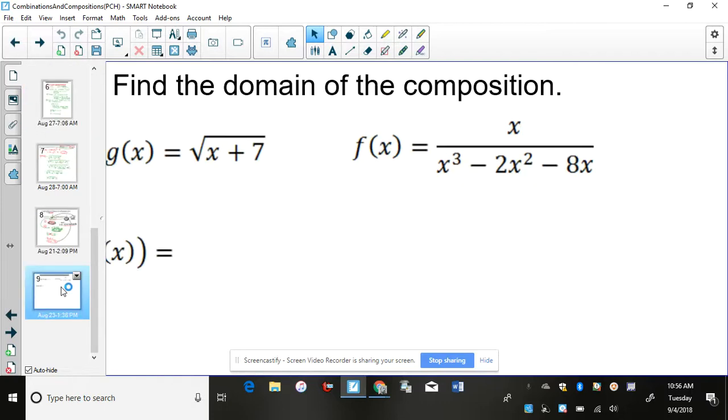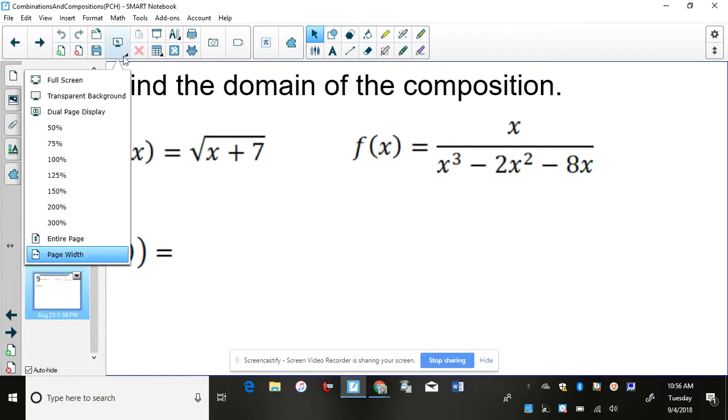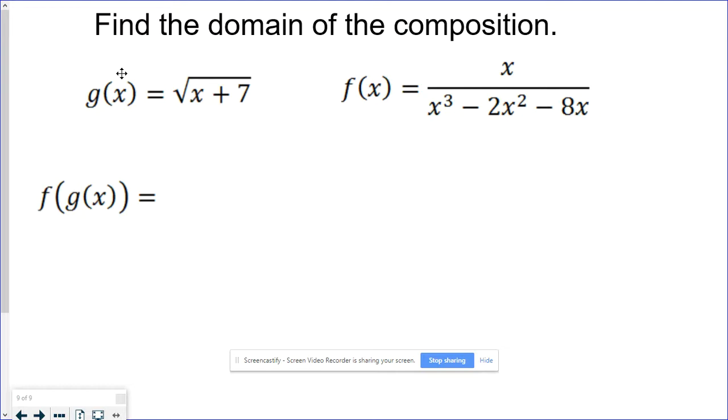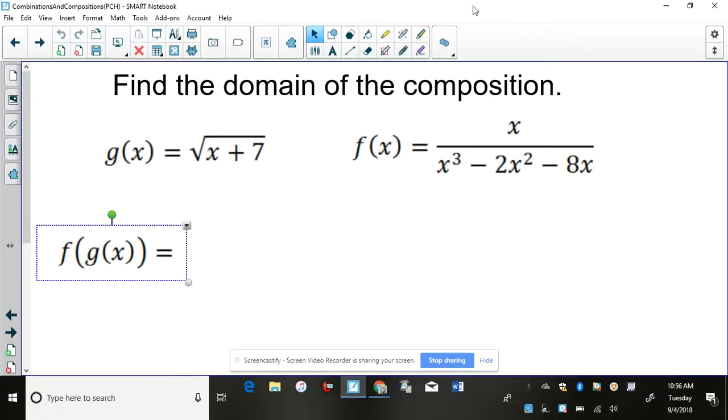But let's take a look at this problem. It says find the domain of the composition. Now, when we're finding the domain, we need to do three things. Okay, it starts with identifying the domain of the interior function.